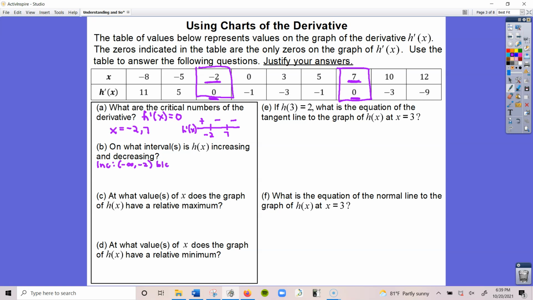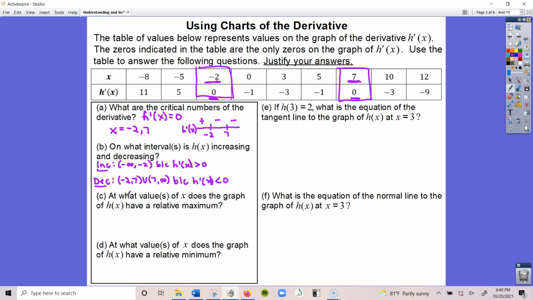And we would say because h prime of x is greater than 0. For decreasing, that's when my derivative is negative, which we have 2 intervals. Remembering that we have to stop at the critical number, because here my derivative is not negative, it is 0, which is neither positive nor negative. So my function will be decreasing from negative 2 to 7, union 7 to infinity. And we would state because h prime of x is less than 0.